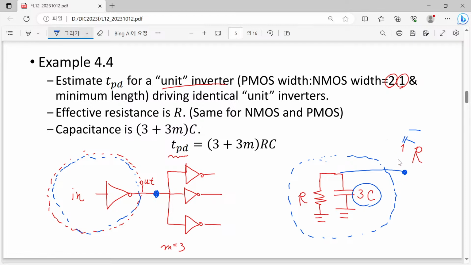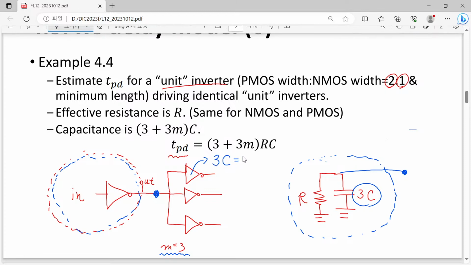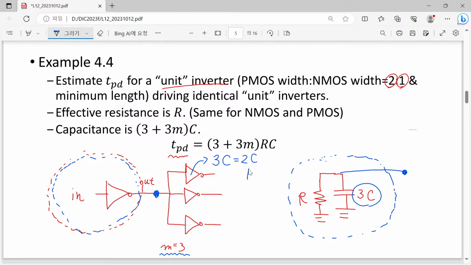Okay, so now we have here m copies of these inverters, and each inverter can contribute to also 3 times C, because 2 times C from P MOSFET and just C from N MOSFET.